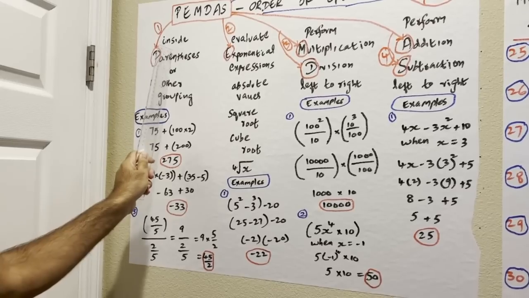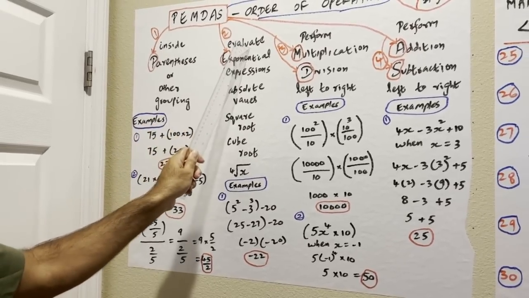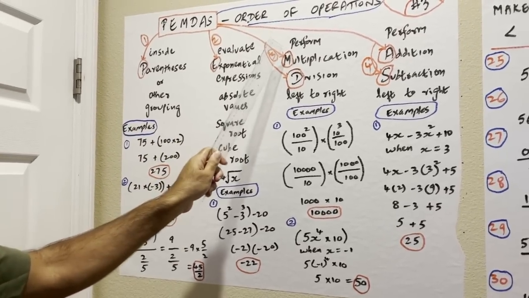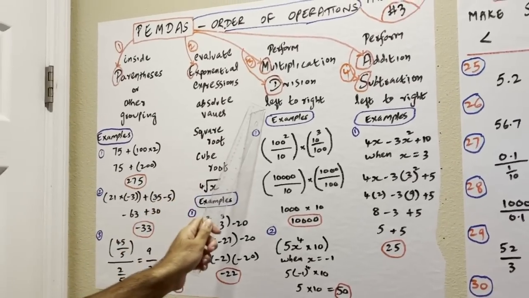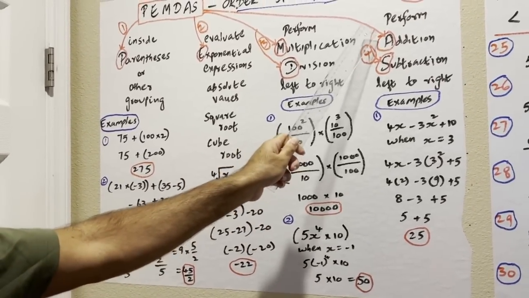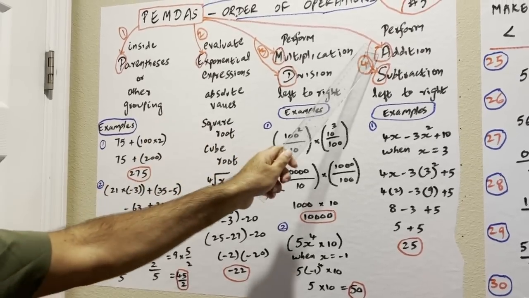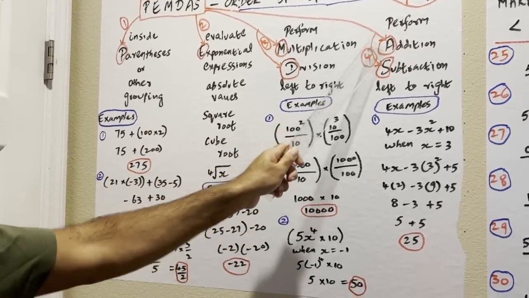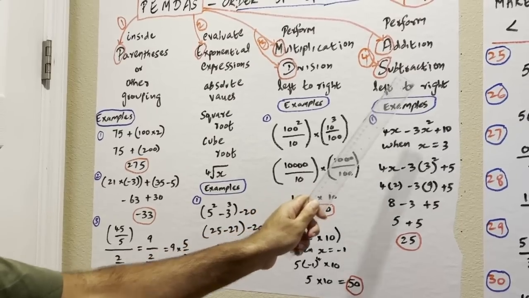So first, anything inside parentheses. Next, exponent values. Third is multiplication and division, left to right. Examples. Then the last one is A and S: addition and subtraction. Perform addition and subtraction, left to right.